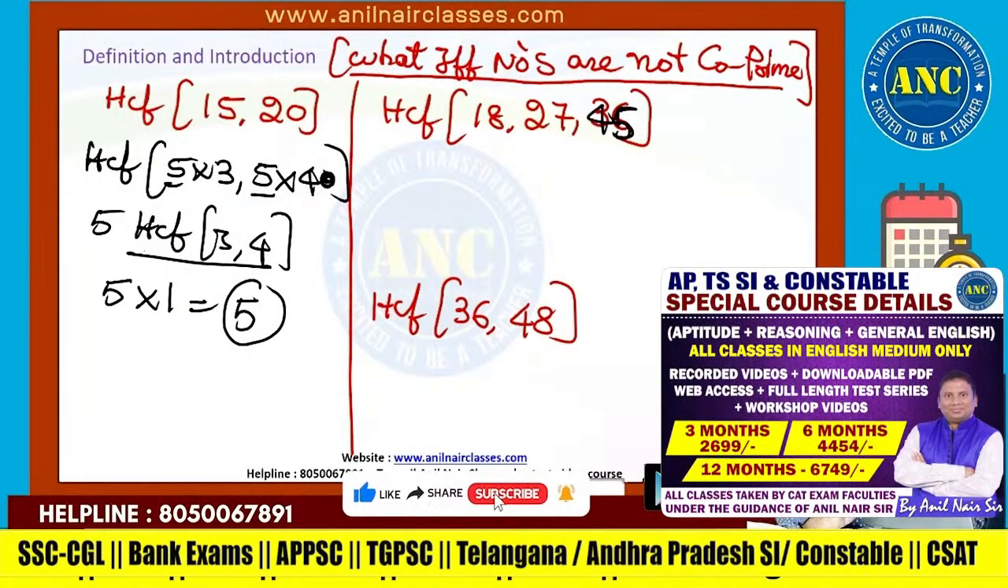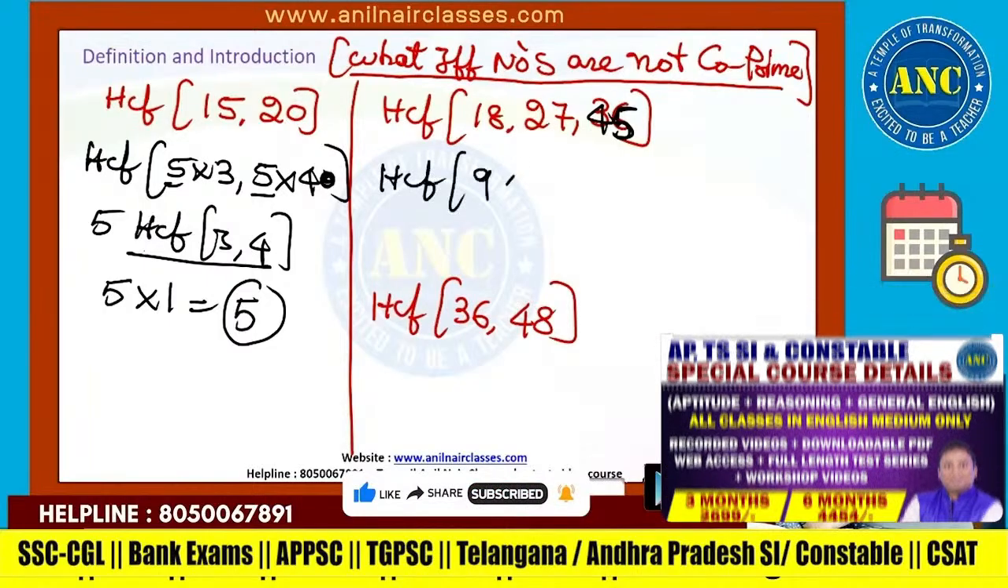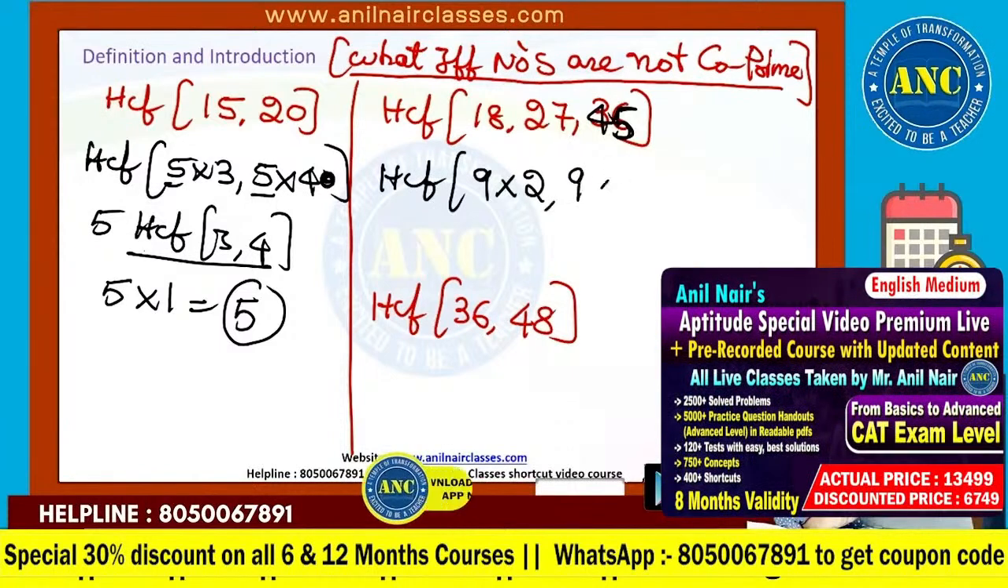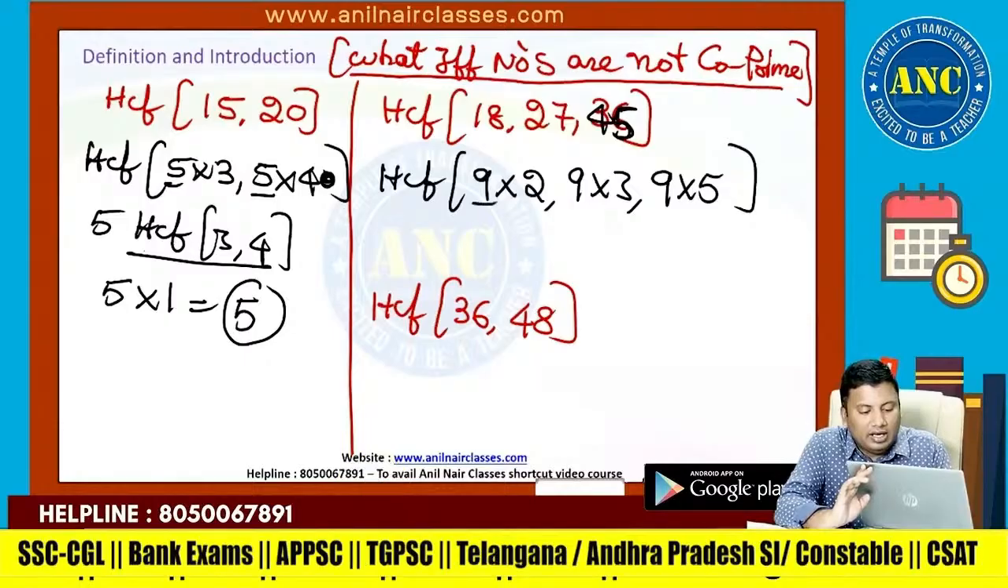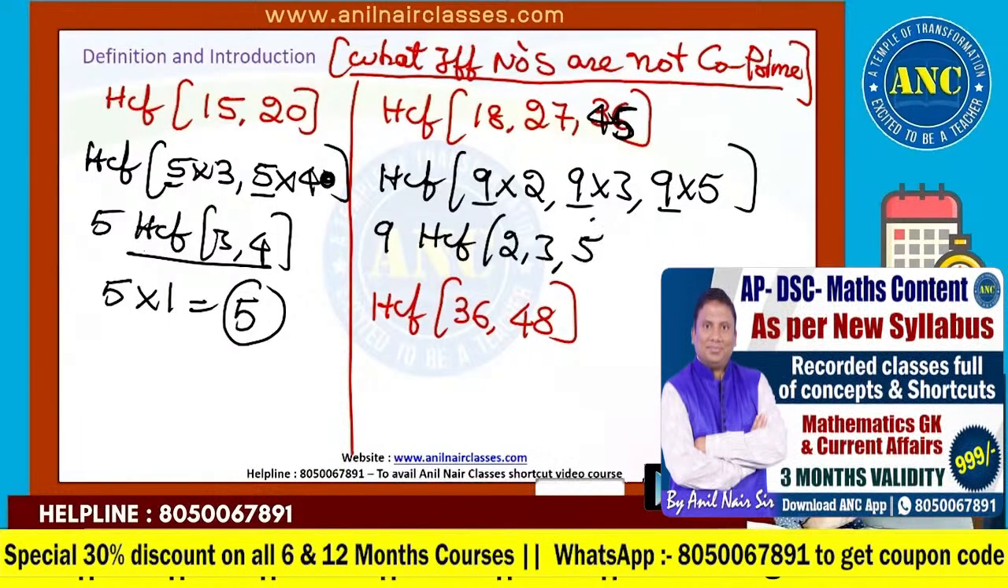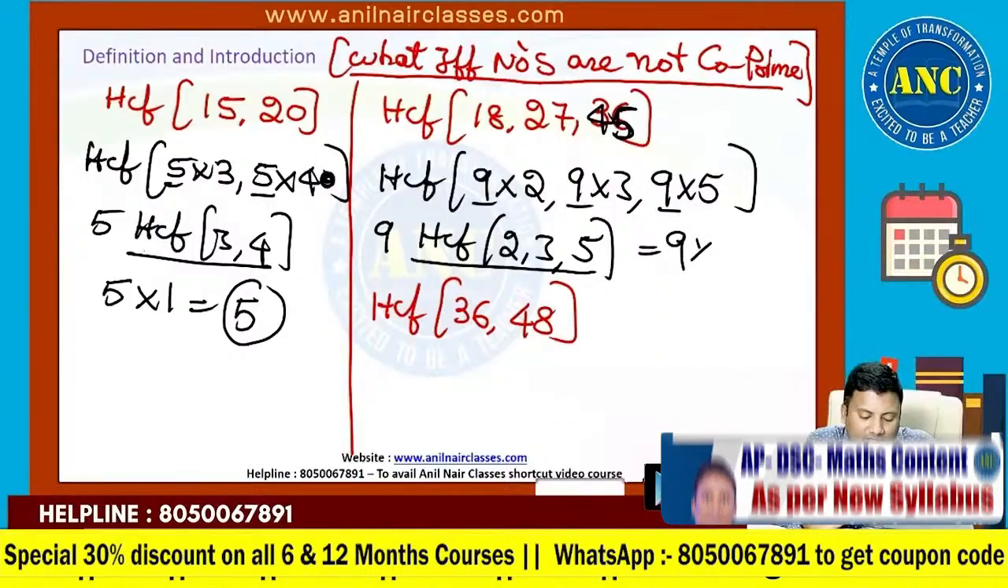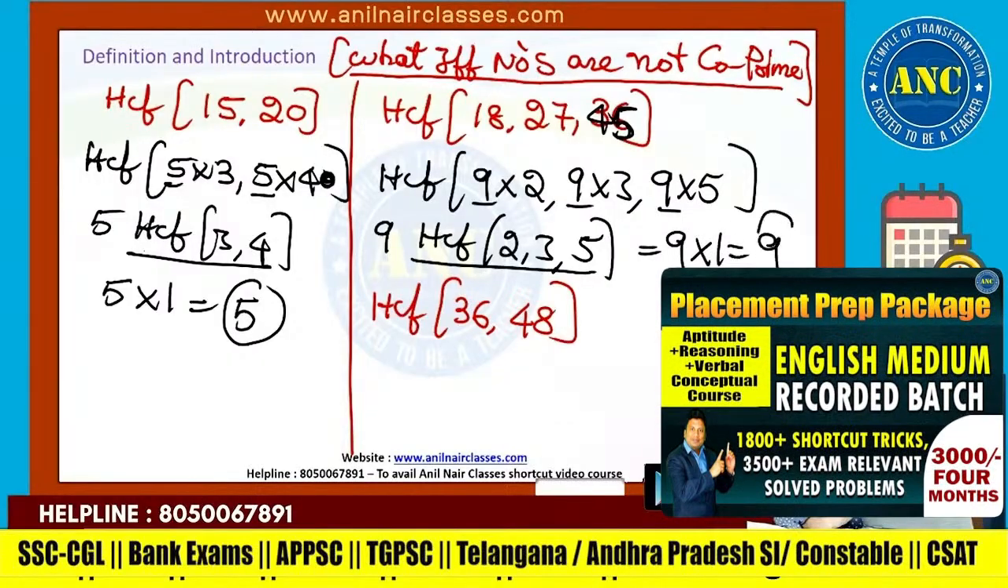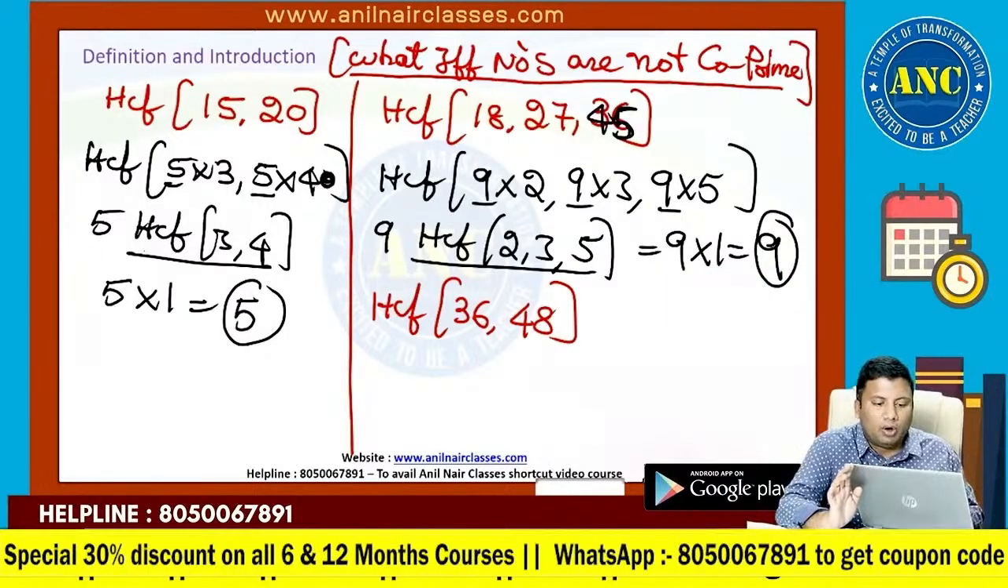Again, HCF of 18, 27 and 45, let us take. 9 twos are 18, 9 threes are 27, 9 fives are 45. 9 is common, taken out. HCF of 2, 3 and 5. 2, 3 and 5 are co-primes to each other. Co-prime numbers HCF is 1. 9 ones are 9. I hope it is clear.